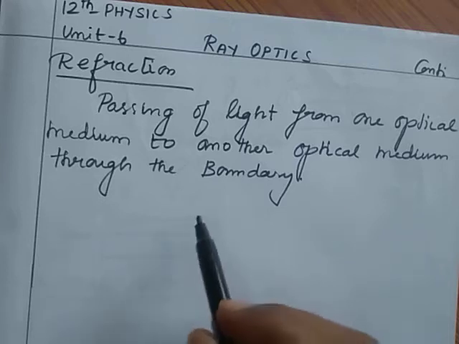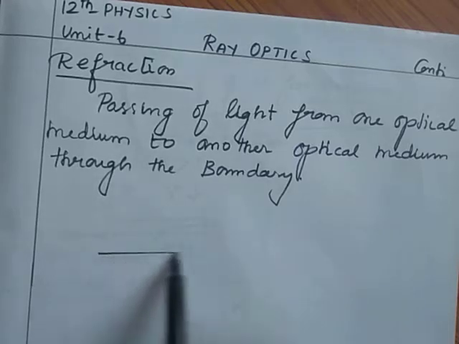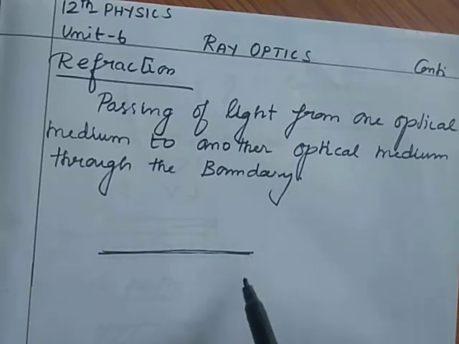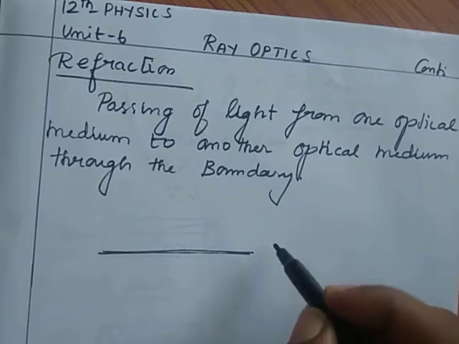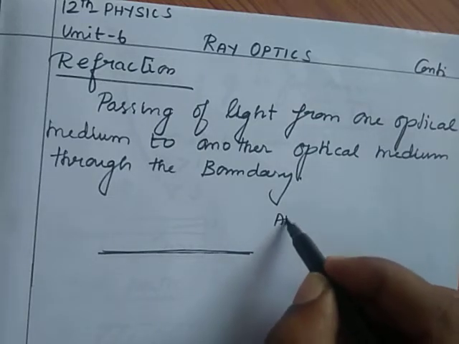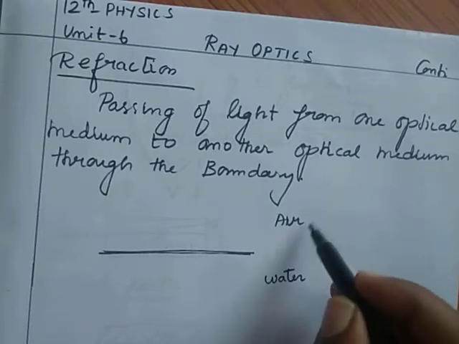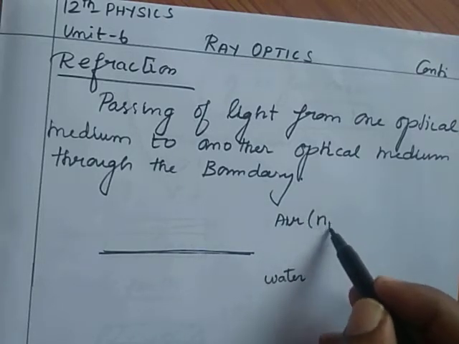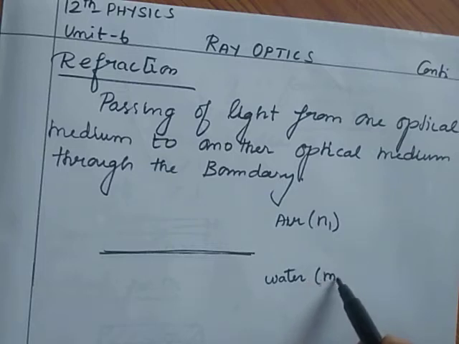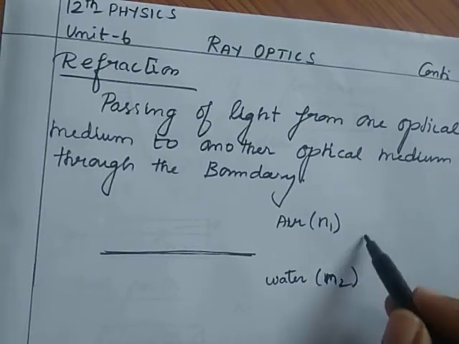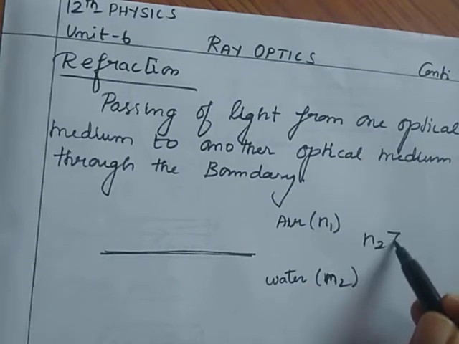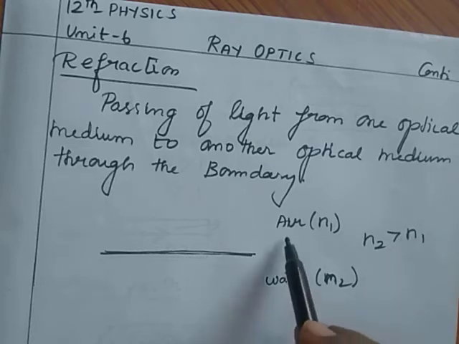First of all, I consider a boundary that separates two layers. One is the air medium, another one is the water medium. Here the air has refractive index n1 and the water has refractive index n2. We know the refractive index of water is greater than the refractive index of air. Air is a rarer medium, water is a denser medium.